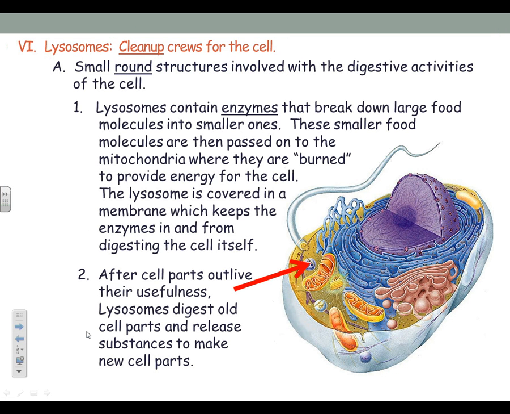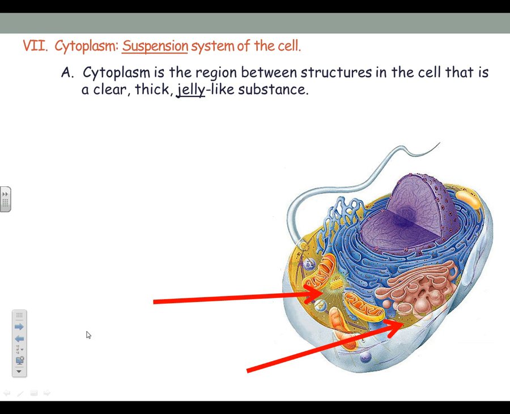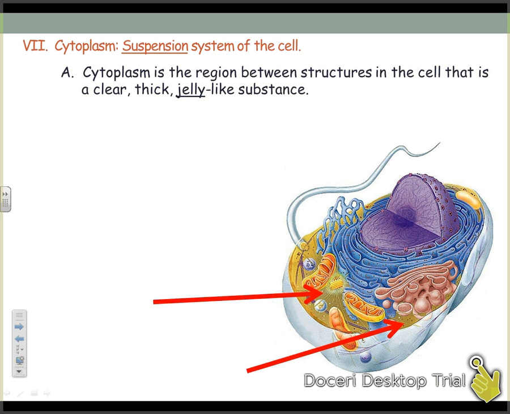Then we have the cytoplasm. Now, cytoplasm is not necessarily an organelle. It's really all the stuff between the organelles. We call it the suspension system of the cell. It's this kind of yellow-like substance that we see here between organelles. That is the cytoplasm. It's kind of like a clear jelly, not really a liquid, but not really a solid, and all of the organelles are suspended within this jelly. They rest or they sit in this jelly, and that is inside of the cell, so the cytoplasm.